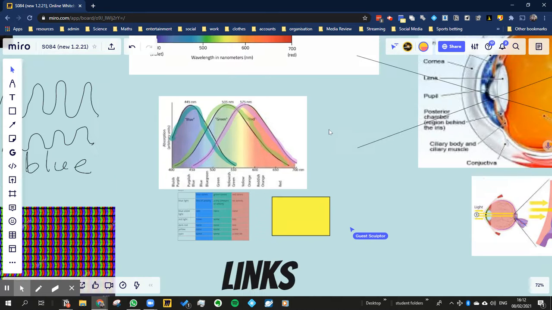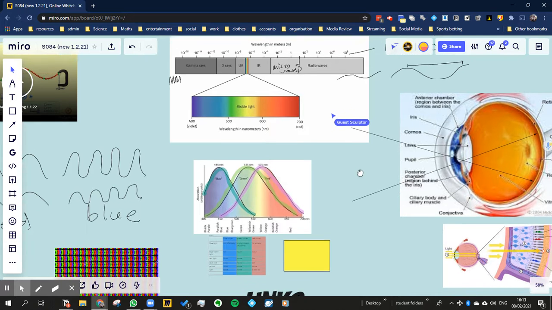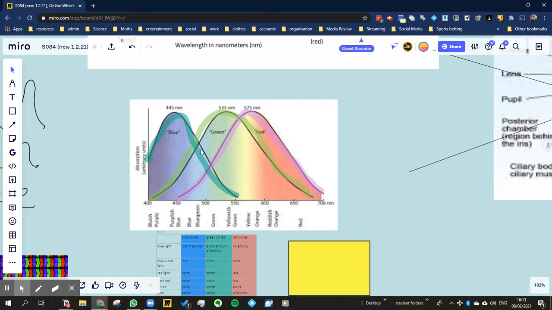If we zoom out for a moment, you can see that it's part of the visible light spectrum, the part of the electromagnetic spectrum which we call visible light because we can see it. But it's actually a tiny, tiny sliver of all the different electromagnetic waves out there. And what it's saying is that there are different cells in our eyes and in our retina, basically the detecting part of our eye, that respond differently to different wavelengths of light.